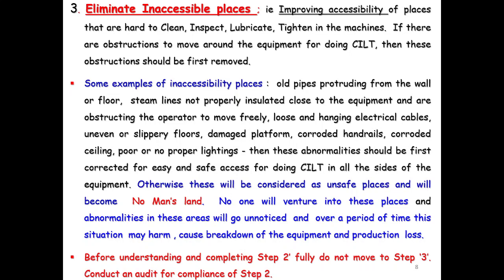No operator will venture into these unsafe places, and as a result, the abnormalities in these places of the machine cannot be identified and will go unnoticed. Over a period of time, these unidentified abnormalities may cause major breakdowns of the equipment and result in production loss. TPM says that before understanding and completing step 2 fully, do not move to step 3. Conduct an audit for compliance of step 2 before moving forward.